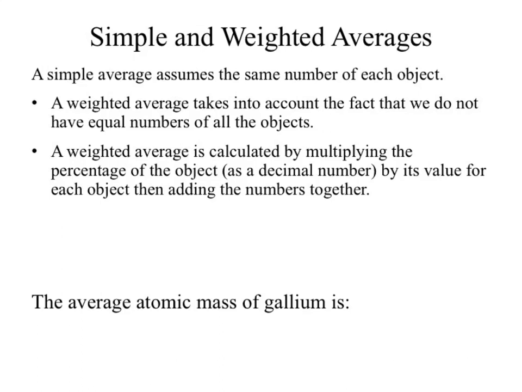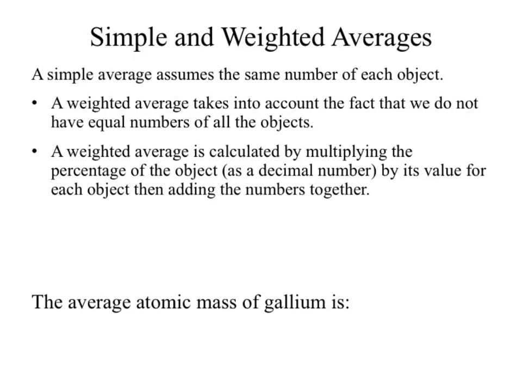So, simple versus weighted average. A simple average assumes that everything is worth the same value. We have the same number of them. A weighted average takes into account the fact that we do not have equal numbers of each of the objects. The weighted average is calculated by multiplying the percent of that object as a decimal value by its value, and then we add all of those up, and we would get our weighted average.